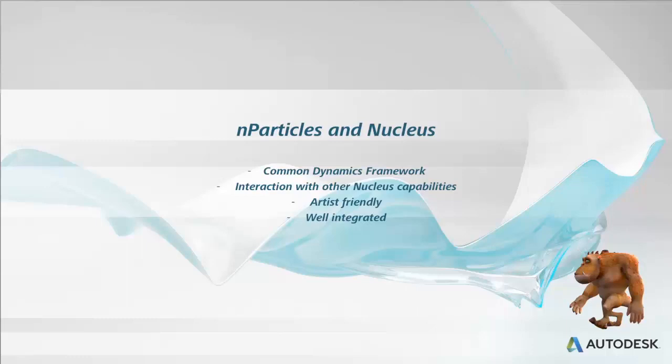Nucleus is a common dynamics framework inside of Maya, which allows us to drive the animation of not only in-particles, but in hair, as well as in cloth and rigid bodies as well. This provides automatic interaction with all of these different dynamics bodies because they're tied to Nucleus. In-particles, as well as the other items that are tied to Nucleus, are very artist friendly.